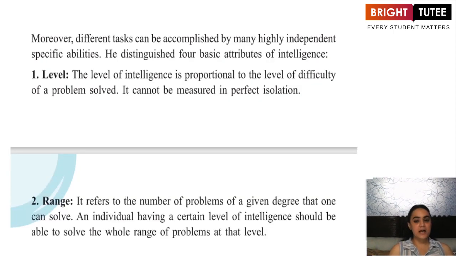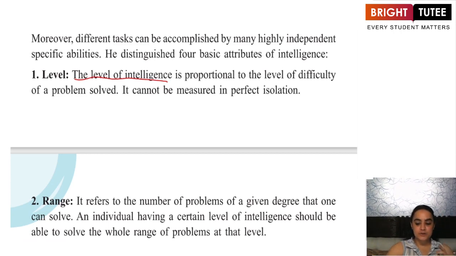What does it mean? The level of intelligence, according to the psychologists, depends on the level of difficulty of a problem solved. If you have solved a problem which is very difficult, you are considered more intelligent. If you've solved a problem which is very easy, your intelligence level is going to vary with that. So you cannot measure somebody's intelligence alone, independently. It has to be dependent on something else. And what was its dependence? The difficulty level of a problem.